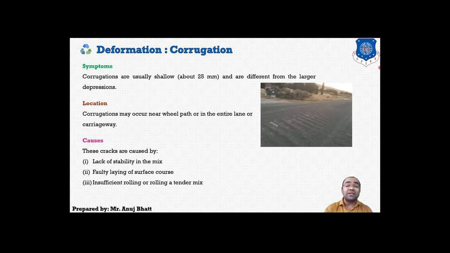Corrugation can be a source of discomfort during driving, as many times we face such discomfort while we are driving. So that is corrugation. Now talking about the location, corrugation may occur near the wheel path or in the entire lane or carriageway.